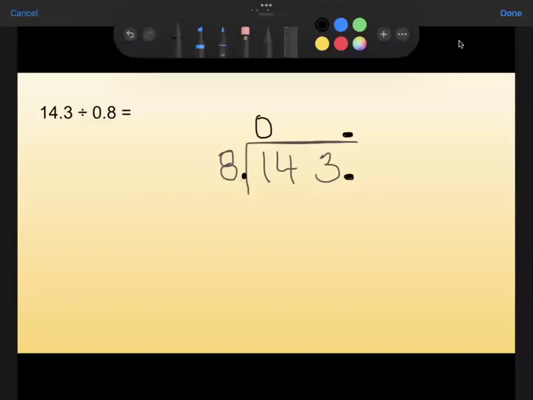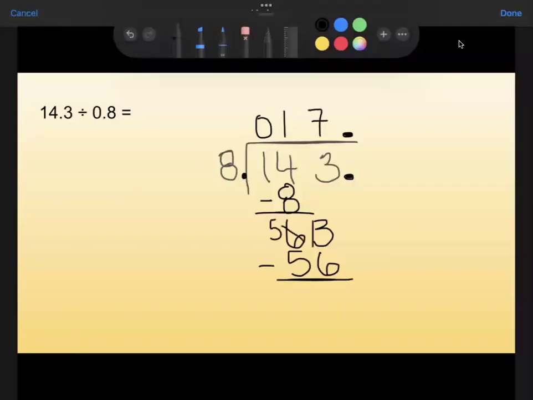It fits into 14 once. So I'm going to put that here and subtract that. Then I would get a 6 down here, and I'd bring down the 3. 8 goes into 63. Ooh, tough one. 8 times 8 is 64, so that's going to be 7 times. 7 times 8 is 56. And when I subtract it, I have to do a little regrouping to make that 7 and that 0.